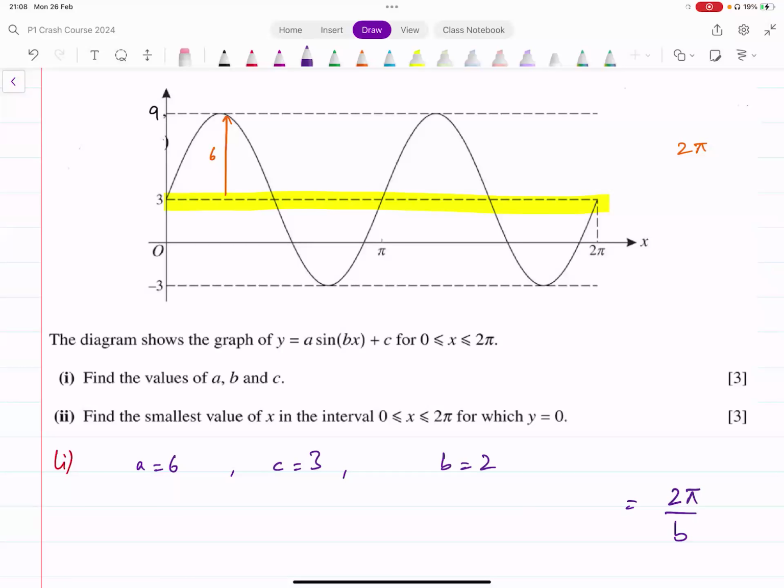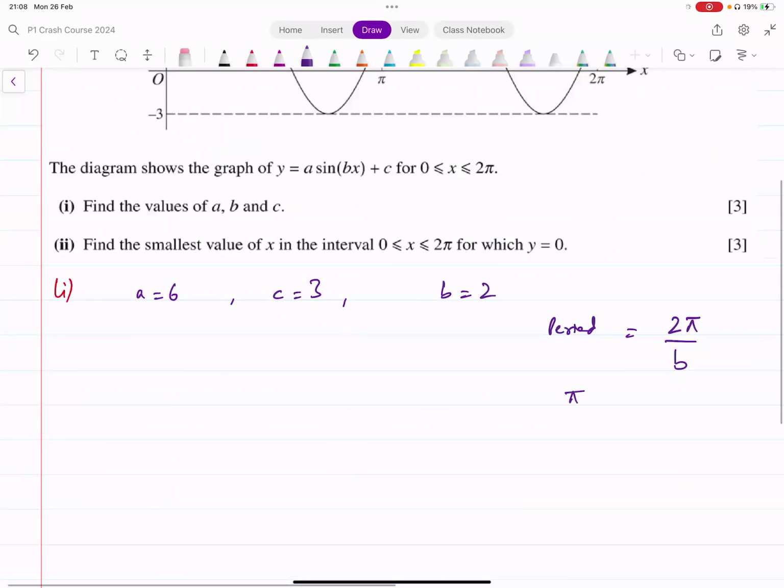What's the new period of this graph? Pi radians. So that means pi equals 2 pi over B, and the value of B turns out to be 2 from that. And that could be another way of thinking about this. But in this case, the working does not matter.